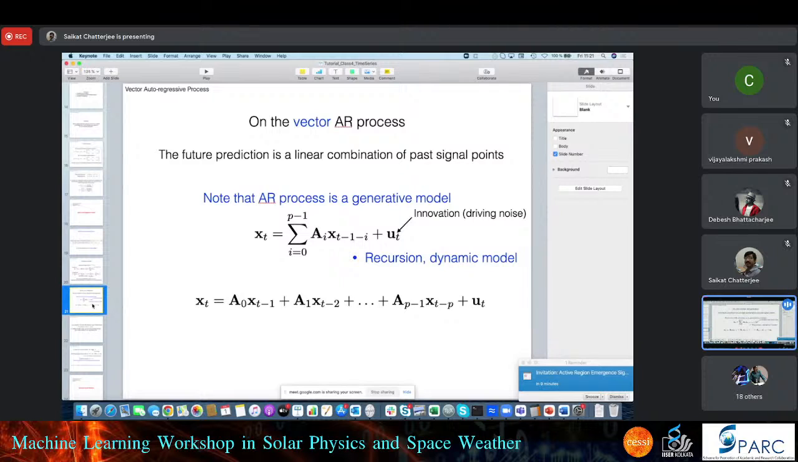Now let us progress further about some interpretability of this model. The future prediction is nothing but a linear combination of the past signal points. I have used matrices as the linear combination as the extreme case, but you can use some structured matrices, some diagonal matrices. You can use one scalar. One scalar is nothing but the matrix, meaning A times identity. So you use it as you like.